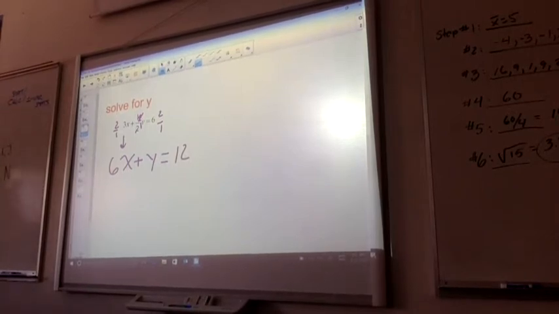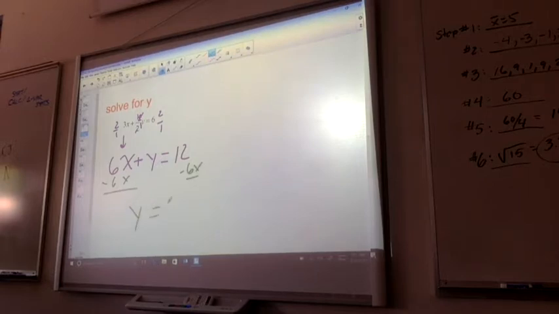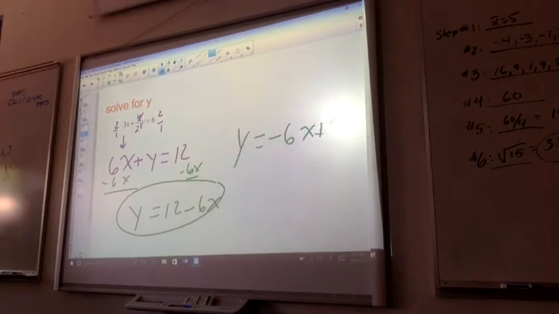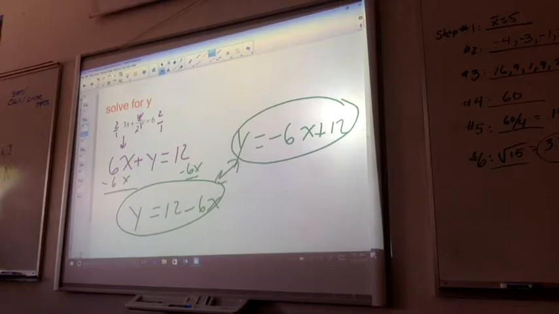It looks all right, right? If I wanted y all by itself, what's the only step I have to do now? Subtract 6x. So by us clearing the denominator, it made it a little easier for us. So if I subtract 6x from each side, y equals 12 minus 6x. Or you could have y equals negative 6x plus 12. So again, your choice, which one you want to have for an answer.